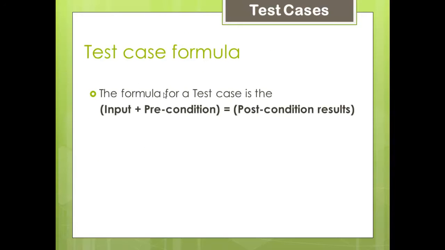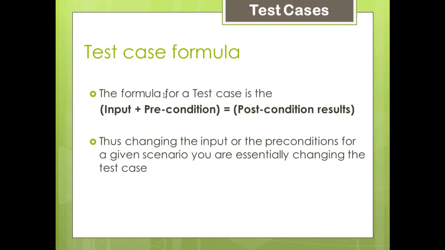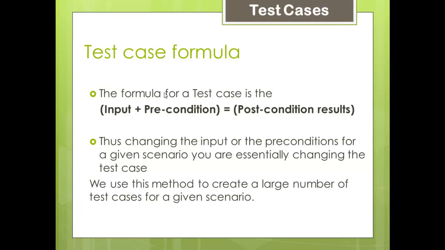Now, I have a simple formula for test cases, and that's input plus precondition equals postcondition. Pretty simple. Now, if we change the input slightly, and you add that to the precondition, it actually changes the test case itself. So if we change our input slightly, or we change our precondition slightly, we'd actually change our physical test case. Okay, we can now create multiple test cases, or a larger number of test cases for any given scenario, just because we change our input or our precondition.